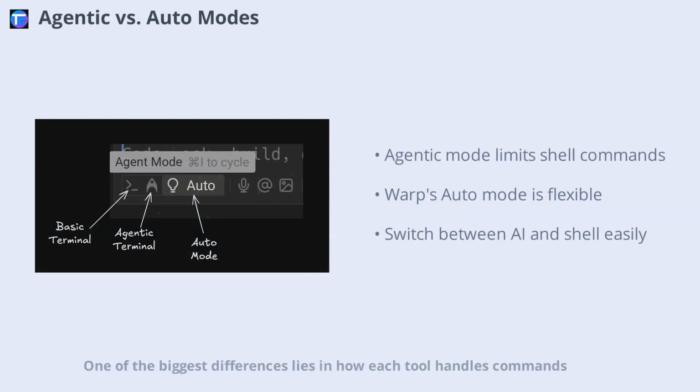One of the biggest differences lies in how each tool handles commands. Claude Code keeps you in a fully agentic mode, interpreting every input as a prompt for the AI agent. This can be limiting for seasoned developers who rely on classic shell commands like clear or ls -al. Warp, on the other hand, introduces an auto mode. With a simple toggle, you can switch between AI prompts and traditional shell commands, making the experience much more flexible and natural for everyday coding habits.